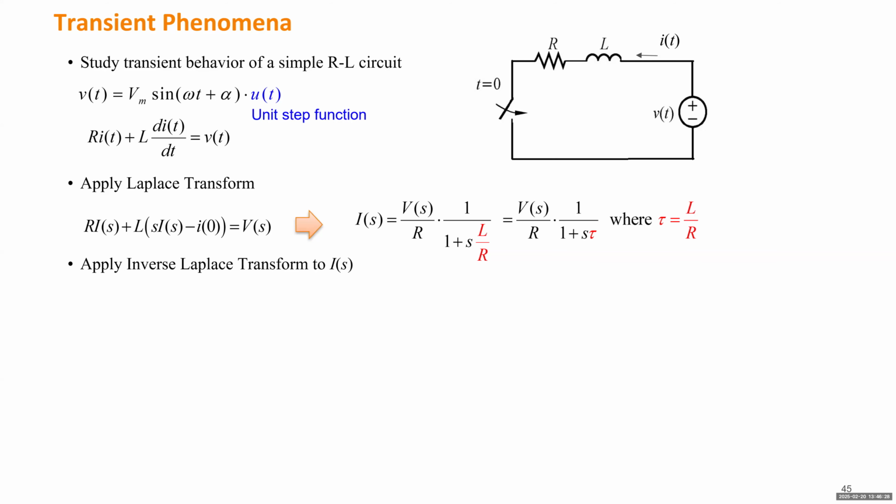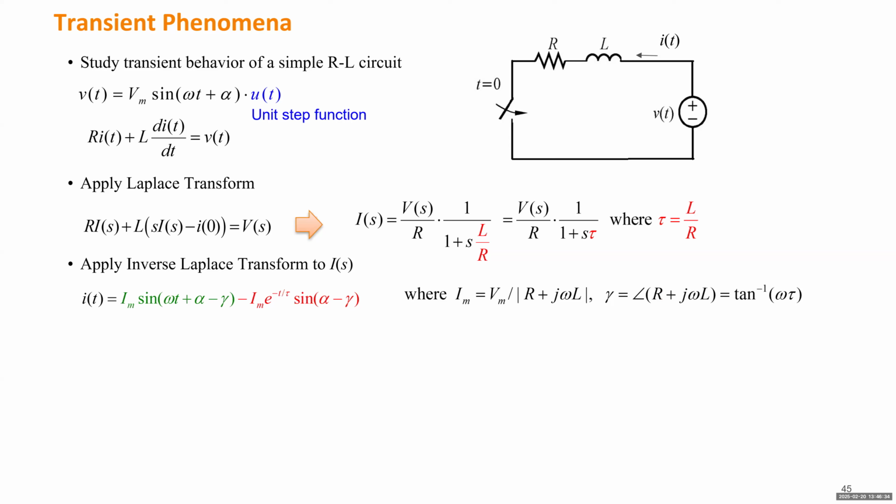So the next step is to use the inverse Laplace transform. I don't prove this one. I assume everybody knows how to do the inverse Laplace transform. So it will become this expression. This one tells exactly how the instantaneous current will change. There are 2 items. I colored the first one in green. This one is basically just a sinusoidal waveform, the steady state sinusoidal waveform.